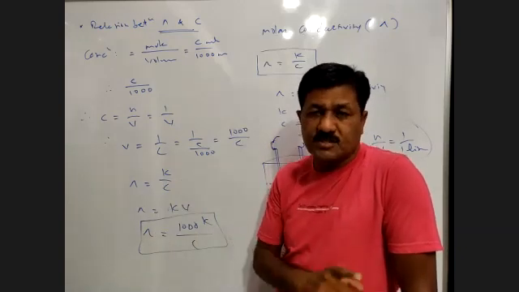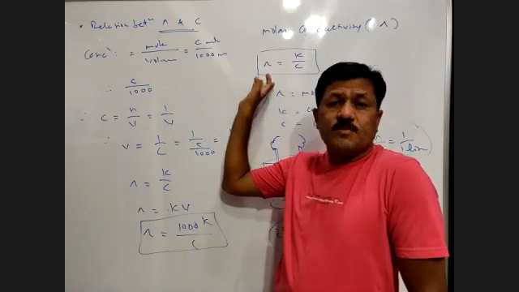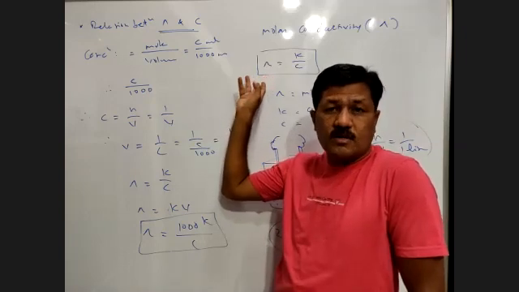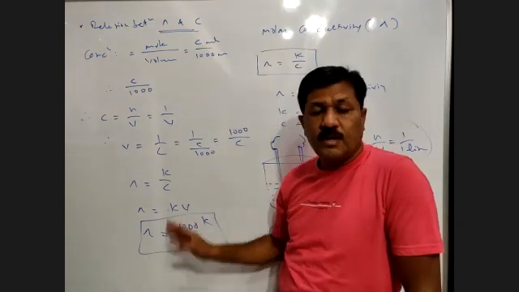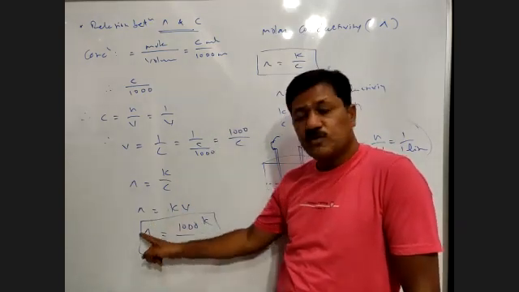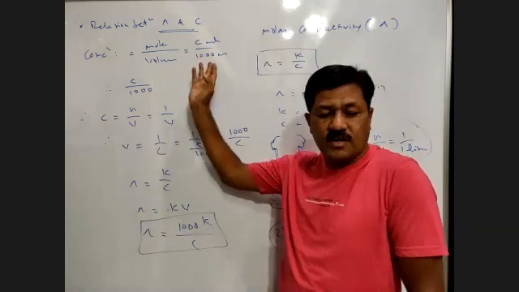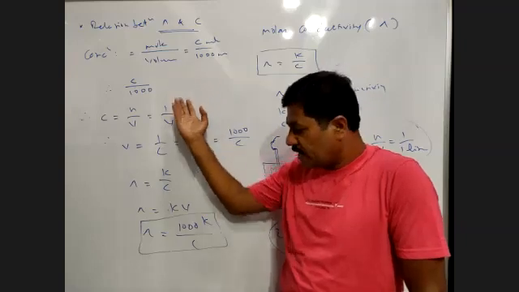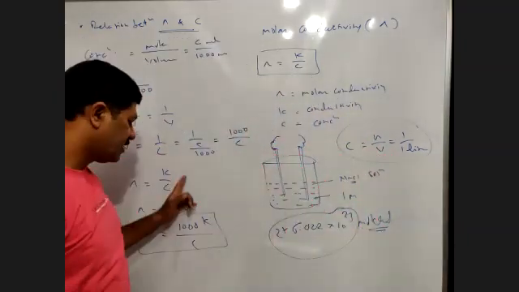Many students make mistakes here: when a numerical comes, they use the other formula. That is simply the mathematical definition, but it won't work. This is the relation actually between lambda and C, and that's why when we have to solve numericals, we have to use this formula, because it gives the relation between concentration and molar conductivity, that is lambda. So remember this formula, and on its basis we will solve all the numericals. Clear with this?